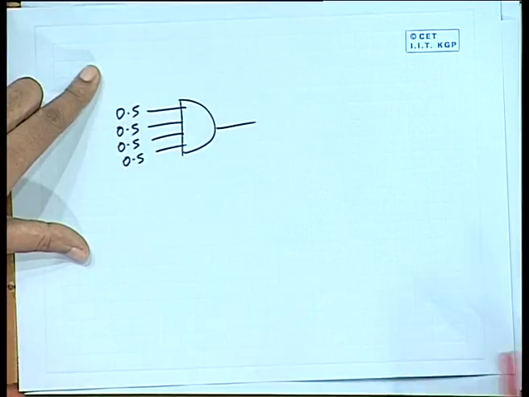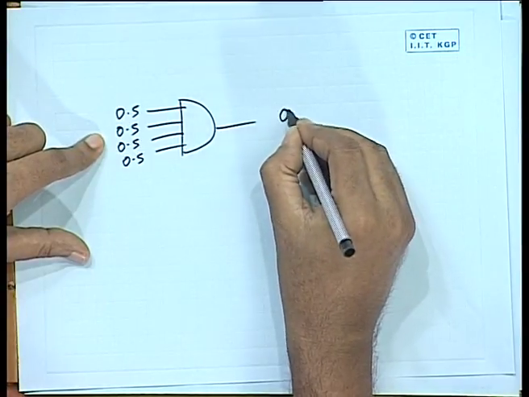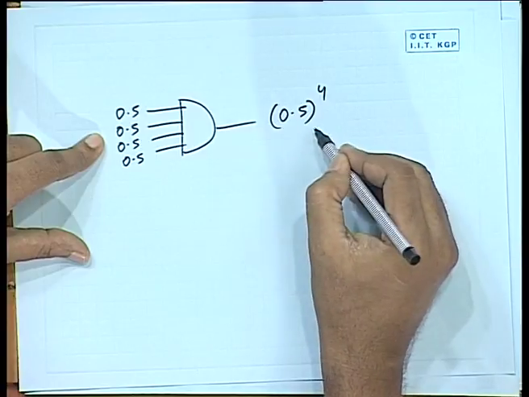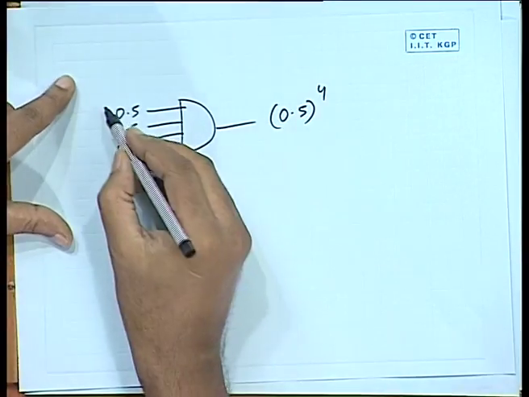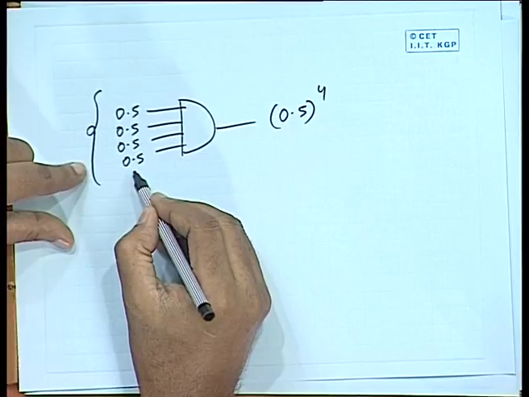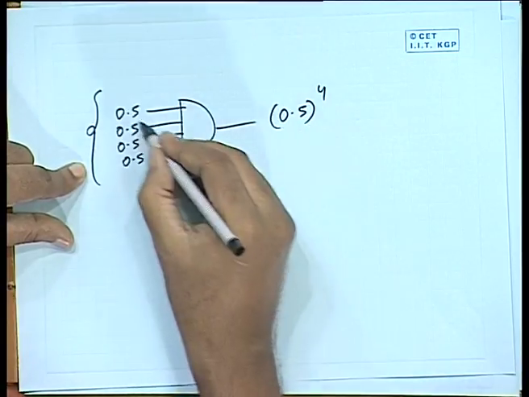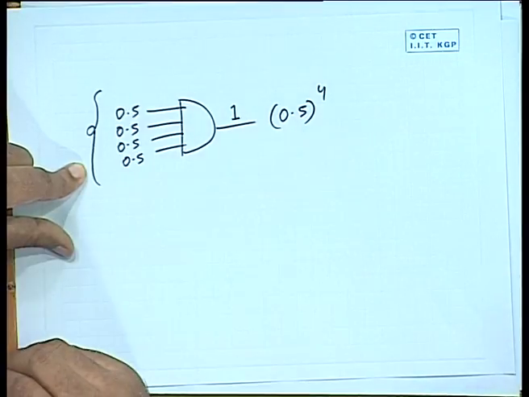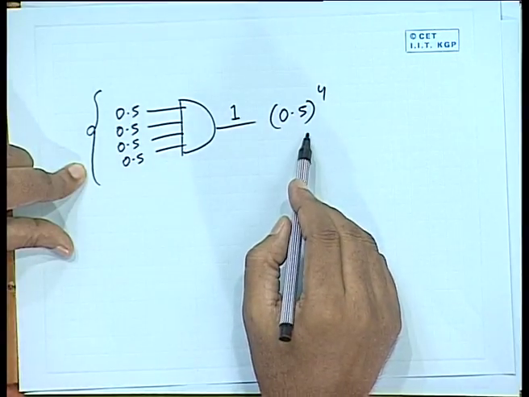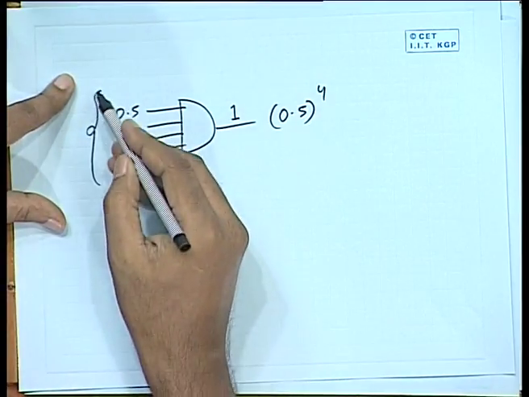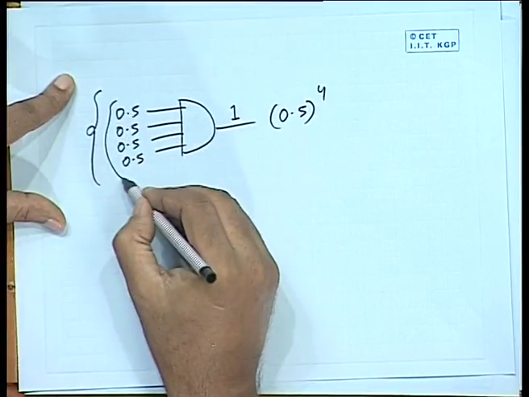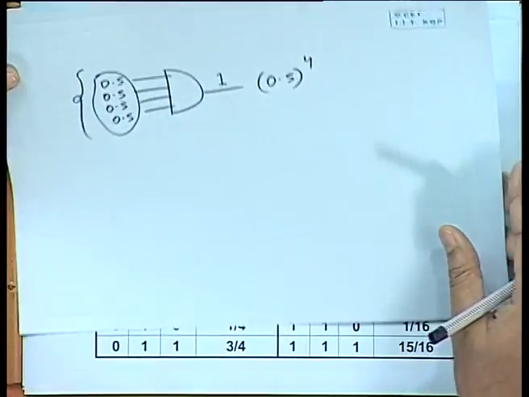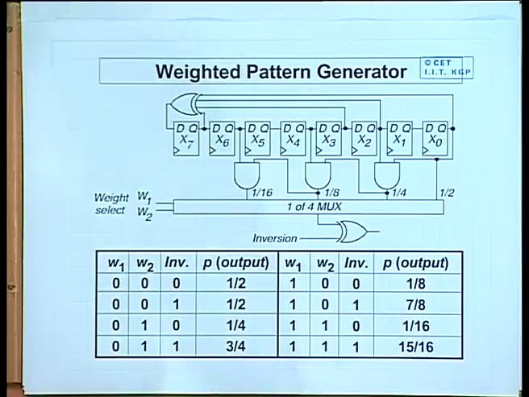So, the probability that the output will be 1 will be 0.5 to the power 4. This is a very small number, which means that if you apply pure pseudo random patterns, the probability that you will get a pattern which will generate a 1 in the output is very less. So, for this purpose possibly you will have to generate a weighted random pattern whose input probabilities are higher than 0.5. This can be done very easily.